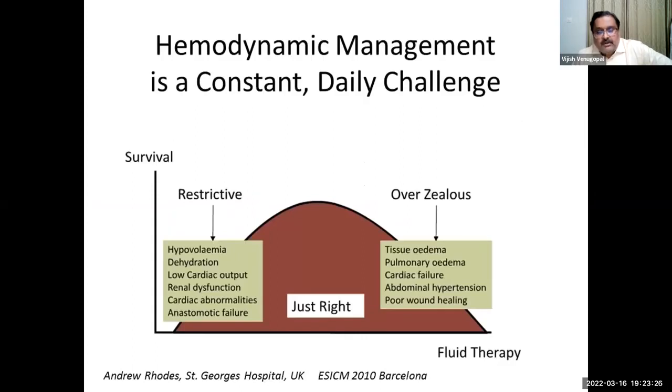Another very important thing that you can detect from the arterial line is the probability of preload responsiveness, finding out.